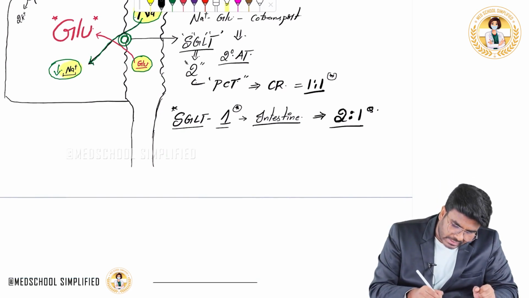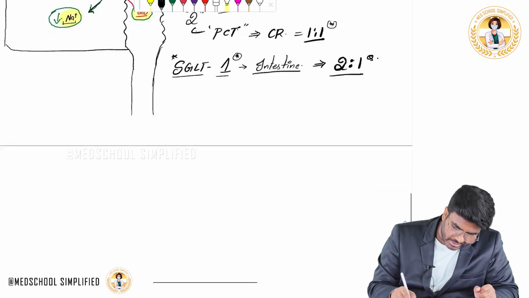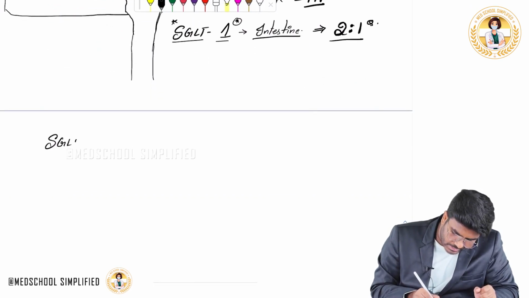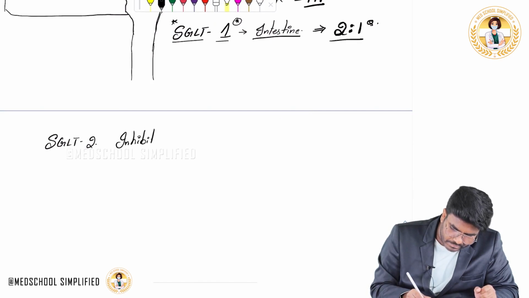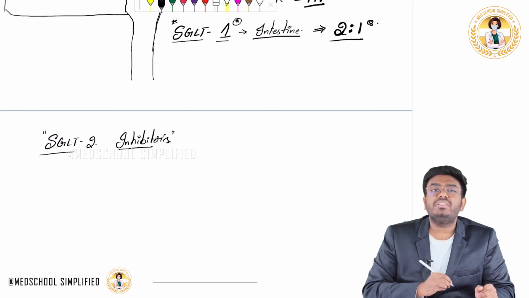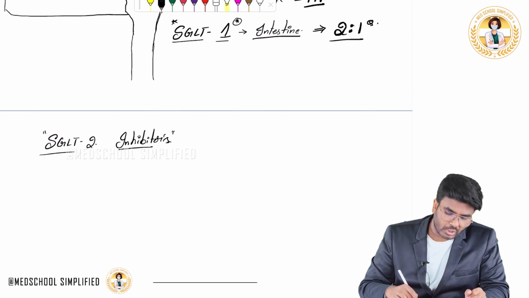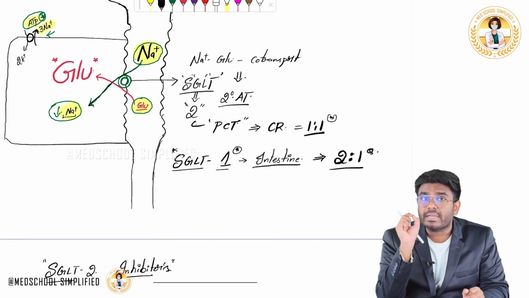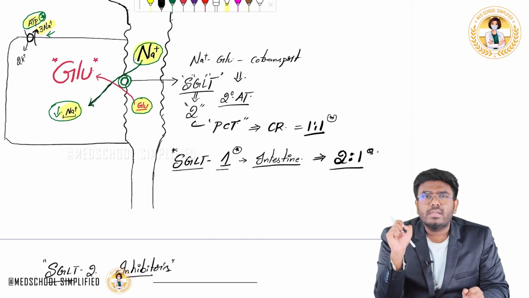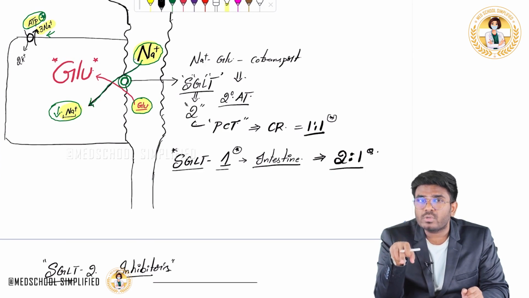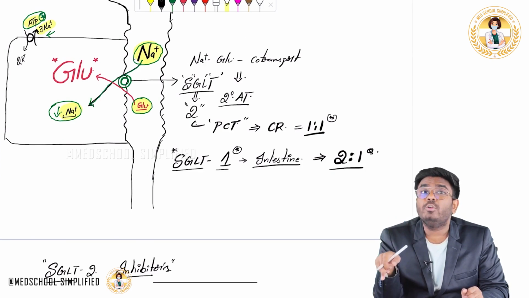See, there are certain drugs which will come and inhibit this transporter: SGLT type 2 inhibitors. In which condition will we use these SGLT type 2 inhibitors? Think logically and tell me. If this transporter is inhibited by an external agent, do you think sodium and glucose will be reabsorbed? No, the glucose will not be reabsorbed into the body. The glucose will be lost in the urine. All the glucose is going out in the urine. So there will be glucosuria.